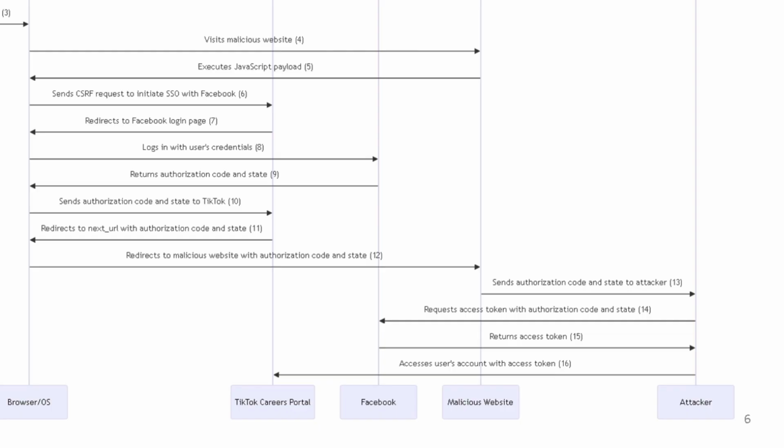The user's browser or operating system redirects to the malicious website again, which now receives the authorization code, the state value, and the access token from TikTok. The attacker can then use them to access or misuse the user's account on TikTok. We will discuss more in the next lecture.